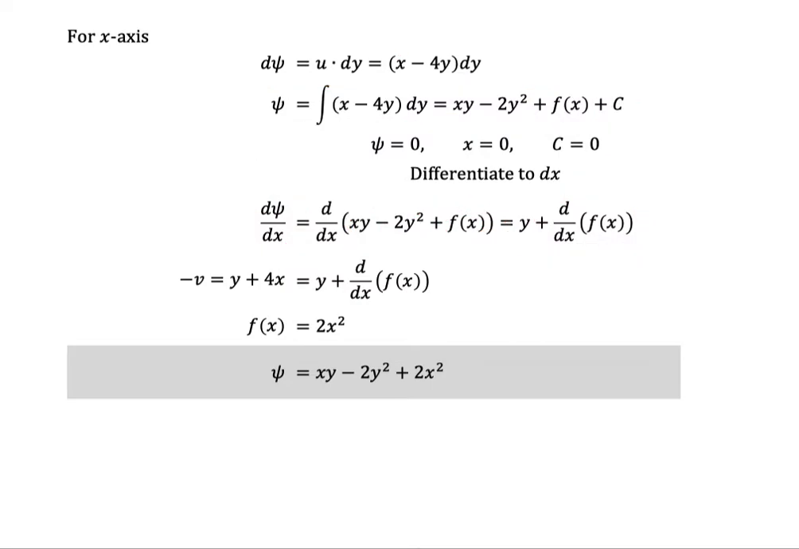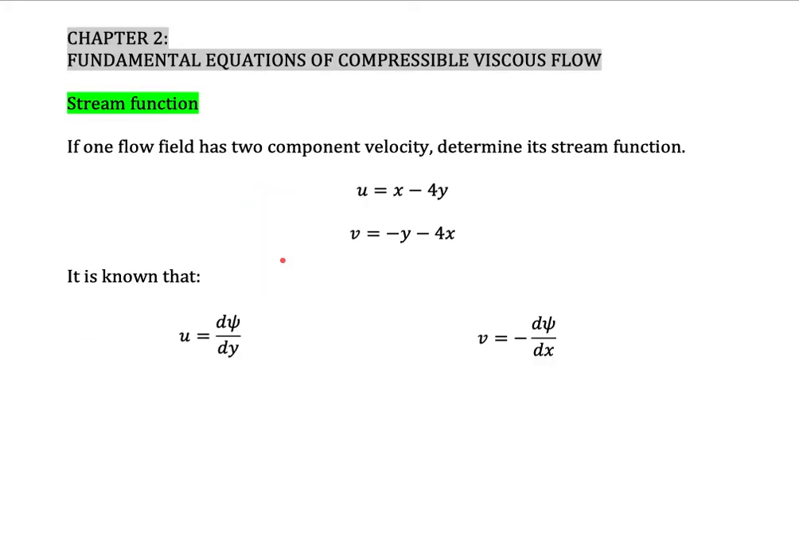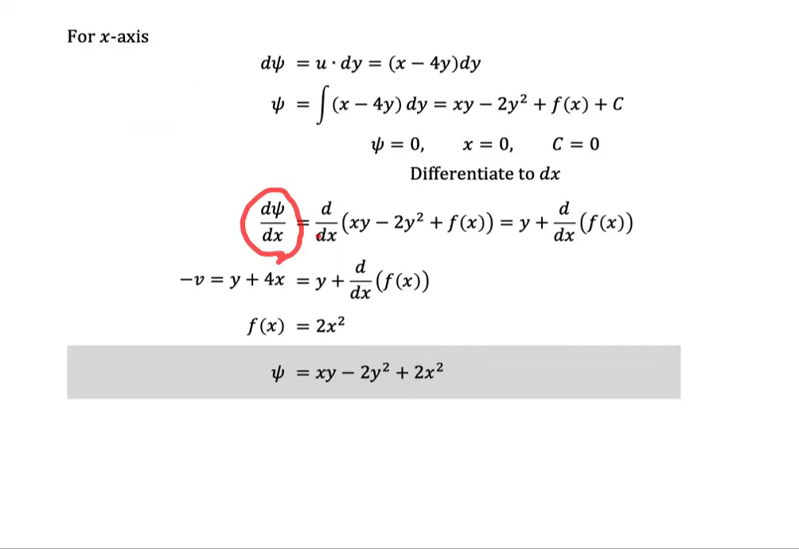And then we know that the term d psi dx from the previous slide gives us the value of v, and the v here is equal to negative y minus 4x. So what we need to do is replace the term d psi dx here with negative v, which is equal to y plus 4x. Now you could see that the negative sign is actually showing the direction, so it is okay for you to have the negative sign or not.